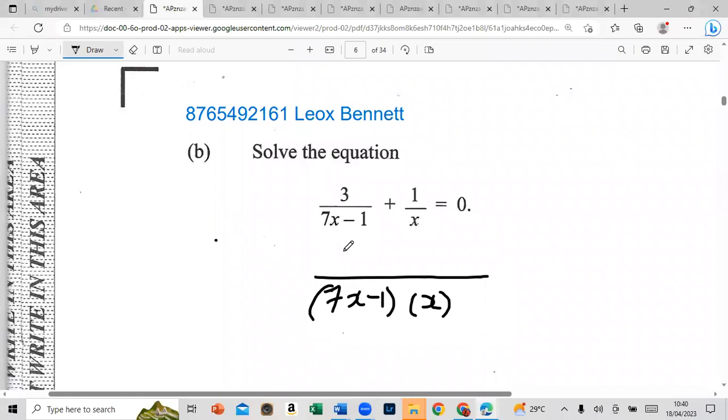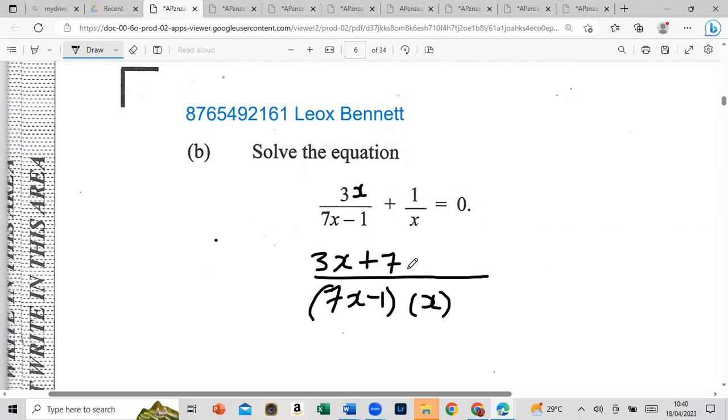So we say x into 7x minus 1 into this. We're going to leave x. So we multiply this by x, so that gives us 3x. And then x into this is going to leave all of this, but we are multiplying it by 1, so we know it's going to be the same. So we're not going to bother writing it up there as well. So that's minus 1 and it's equal to 0. At this stage, we can equate the top. So it's 3x plus 7x.